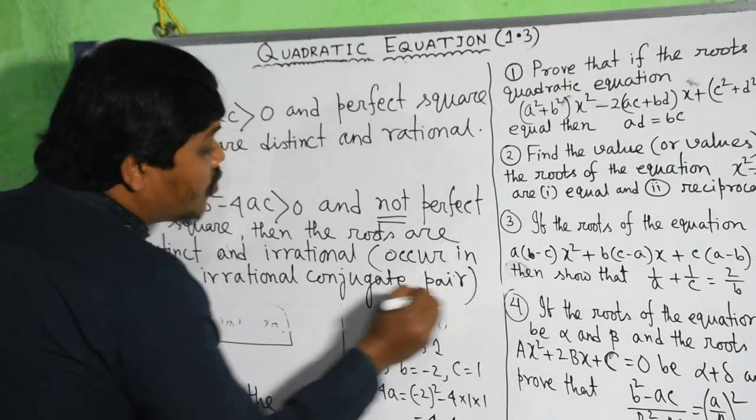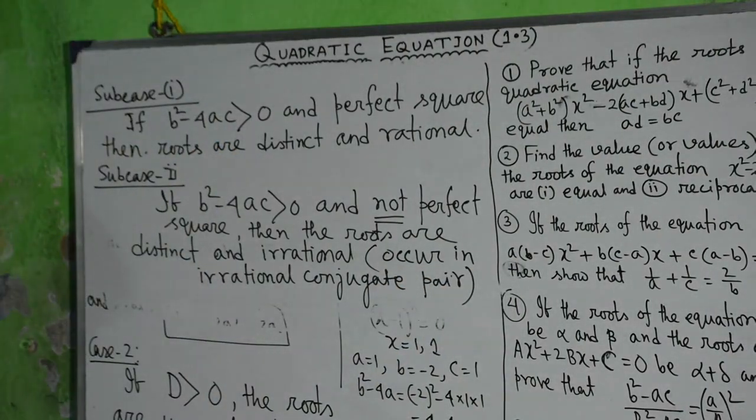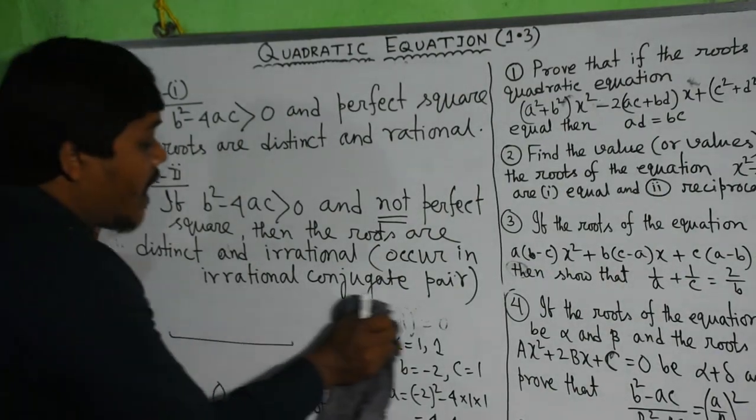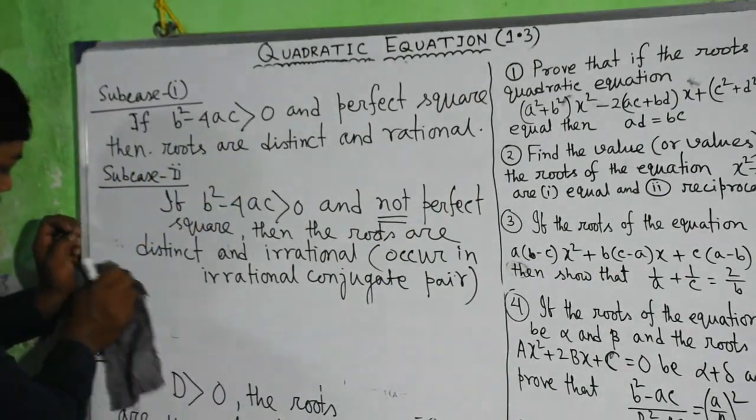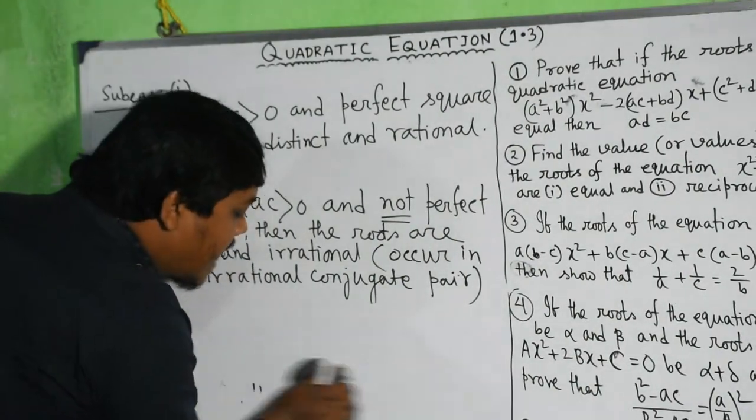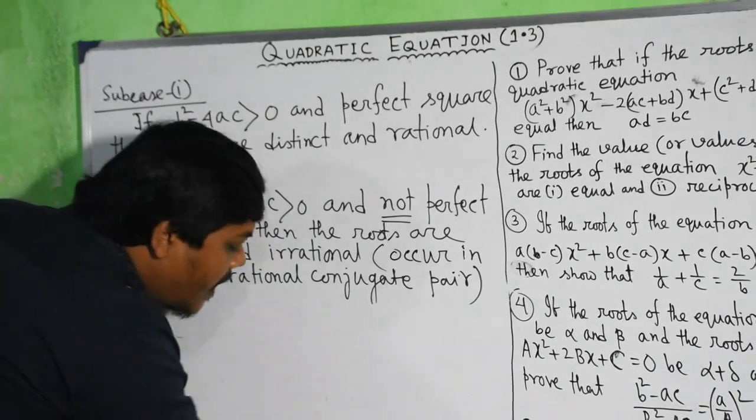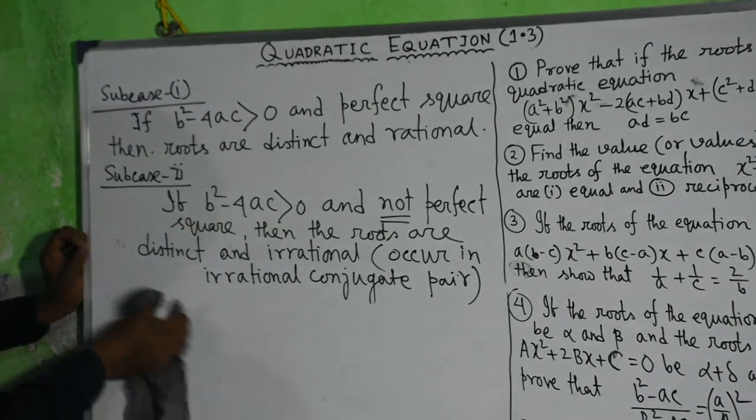Okay. So we have gotten two cases. For the second case, we have gotten two subcases. One is the number is a perfect square, another is not a perfect square. And last of all, we will get if D is less than 0. That means b square minus 4ac less than 0.